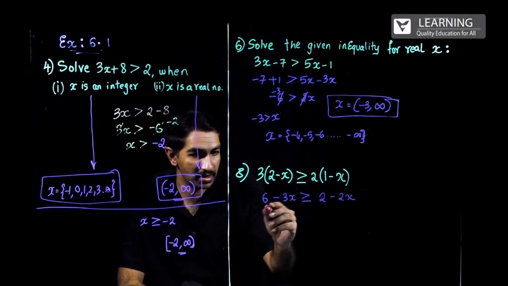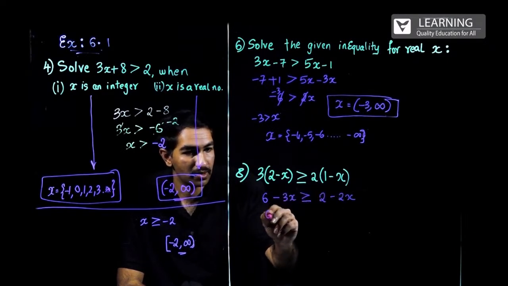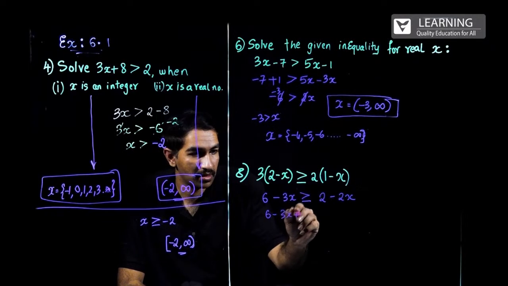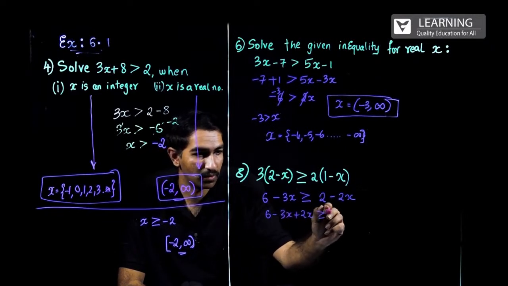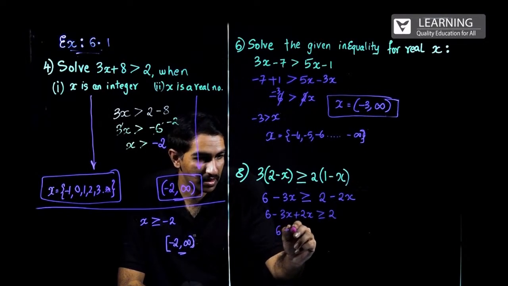Let this 2 be as it is. So if this comes on this side, it is a minus sign, right? It will become plus. So 6 - 3x + 2x ≥ 2. So minus 3x plus 2x is nothing but equal to how much? 6 - x ≥ 2.